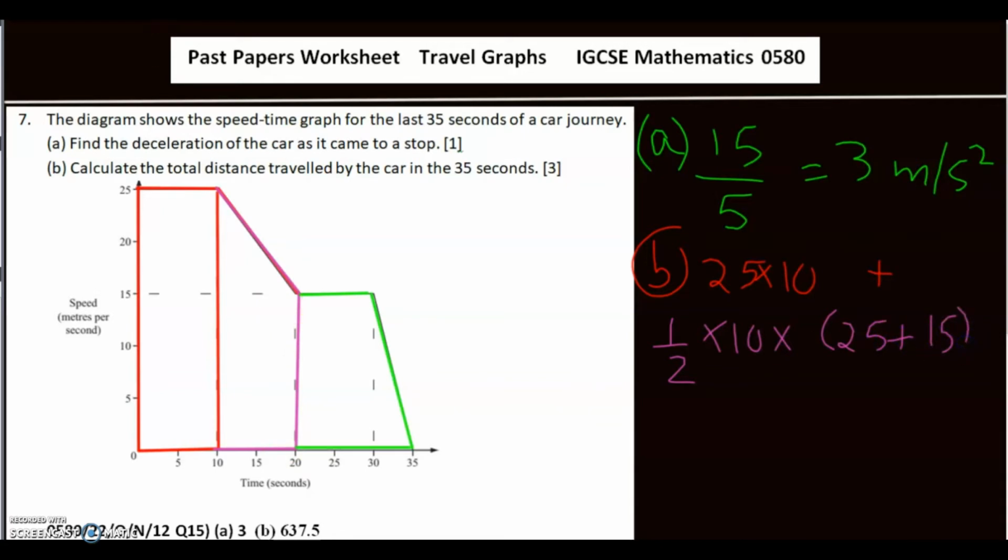plus area of the final trapezium, which will be half times now height is this vertical height, the line connecting the two parallel sides, that is 15, times sum of parallel sides, so this length is from 20 till 30, so that's 10 units, and this length is from 20 to 35, which is 15 units. So 10 plus 15. Find this product and that would be your answer.